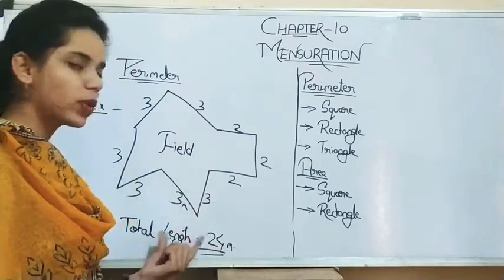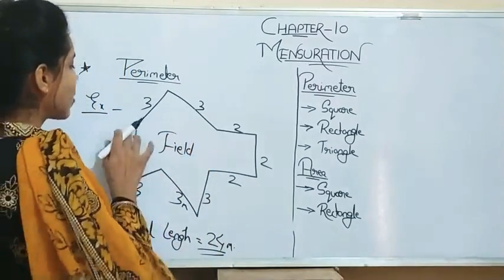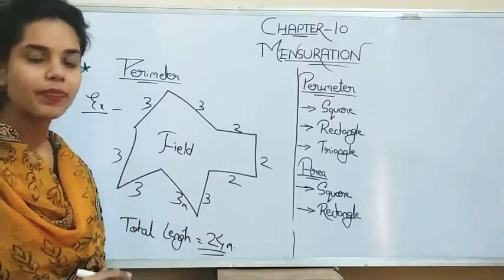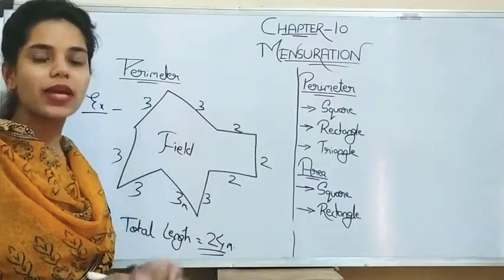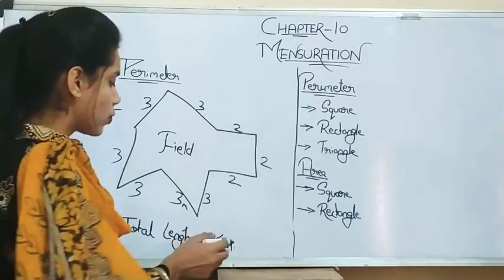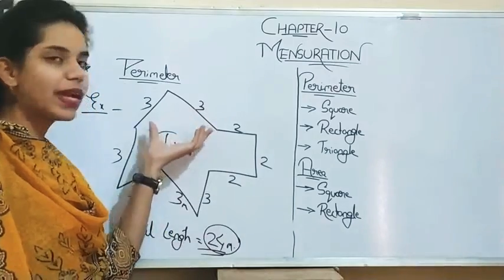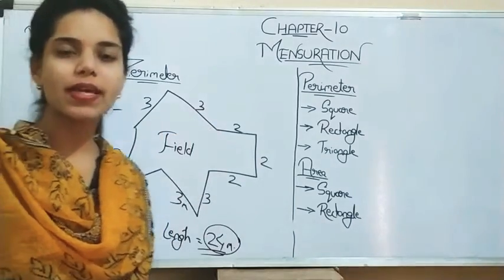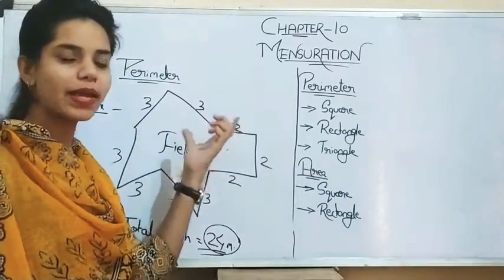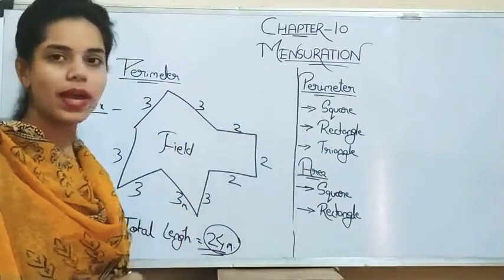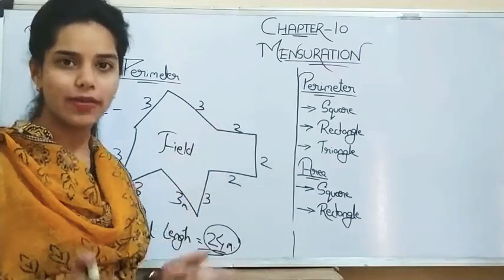These are nothing but the boundary of the field. So if I add all the measurements, that is known as perimeter. So 24 meter will be the perimeter of this field. Why do we require the perimeter of any shape like rectangle, triangle and square? Because one needs to fence it, one needs to cover it.